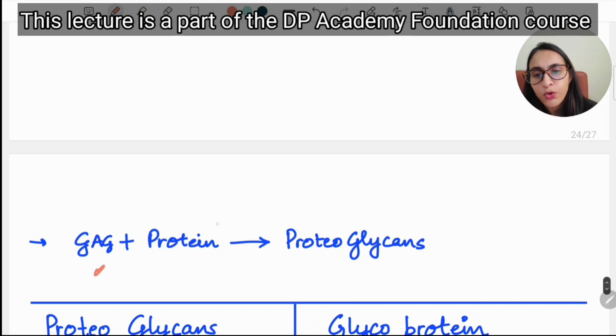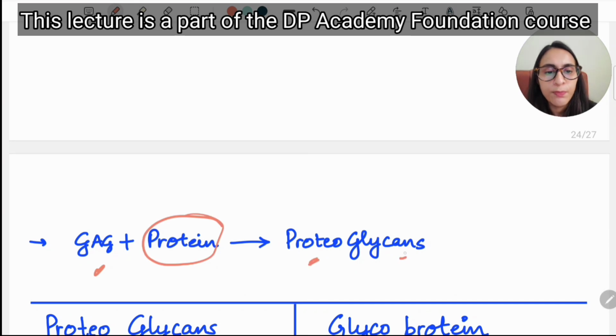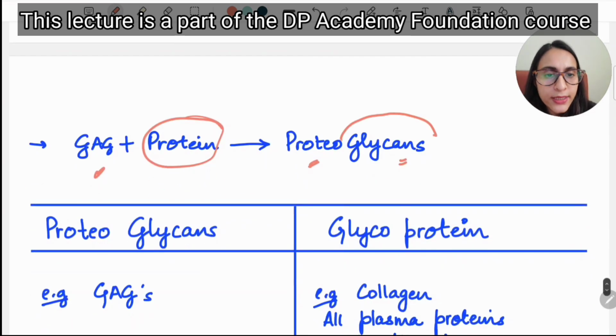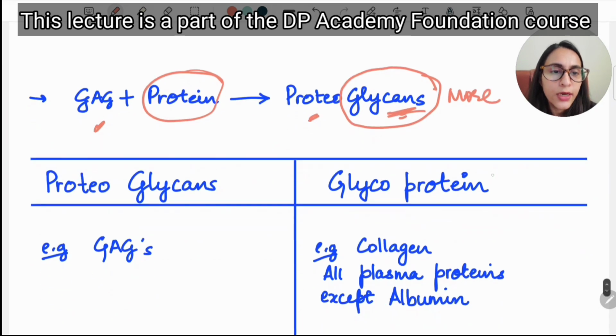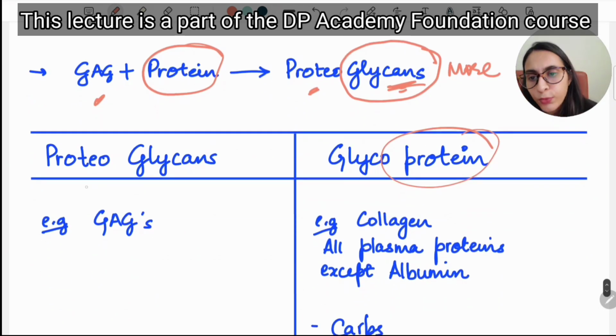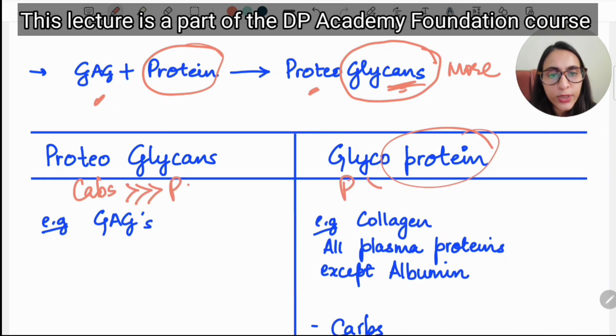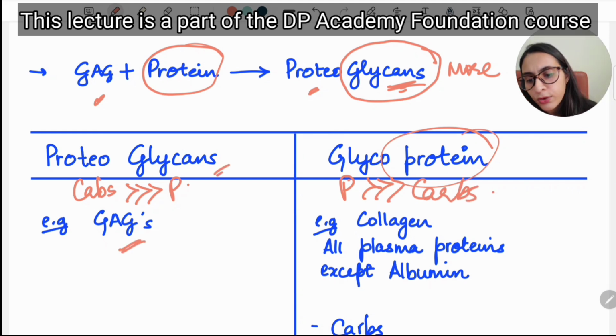Glycosaminoglycan forms a covalent bond with a protein and forms the proteoglycan. So remember, the word that is at the end is more. So in proteoglycan, glycans are more, and in glycoprotein, proteins are more. In proteoglycan, carbs, that is glycans, are more than the proteins, and in glycoproteins, proteins are more than the carbs. So the example of proteoglycan wherein the carbohydrate is more is glycosaminoglycan. And in case protein is more, the example is collagen.